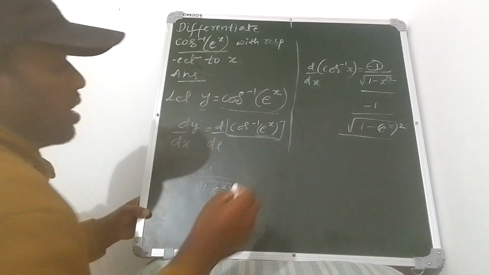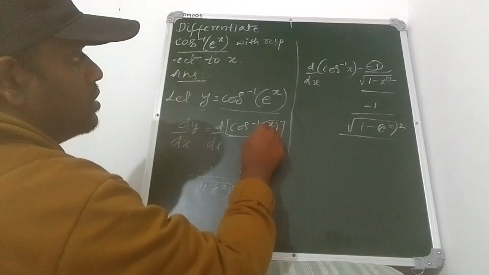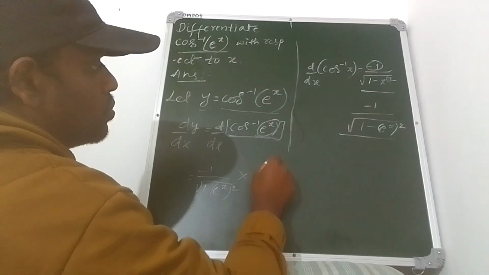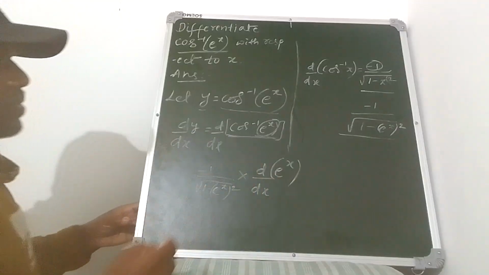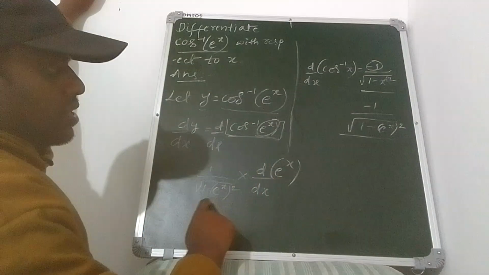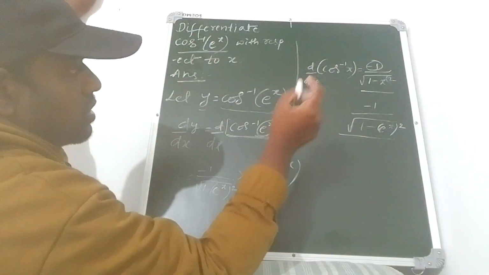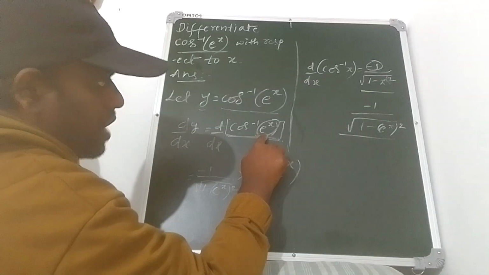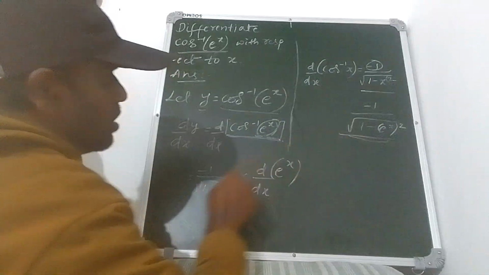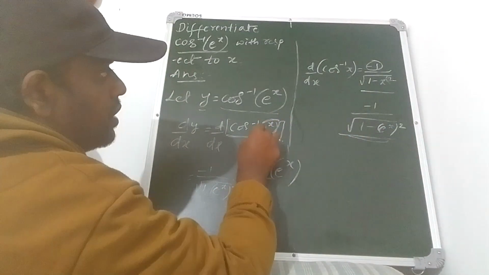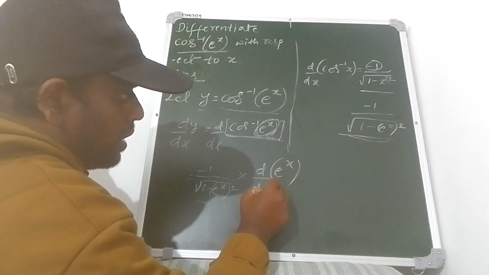Now according to the chain rule, put into, and consider only this part. Differentiate that, d by dx of e to the power of x. This is what we got after using the chain rule. Chain rule means when two functions are there, here cos inverse is there and e to the power x is there, you have to differentiate the whole thing first. We will get this, then you write into, and take this e to the power x function separately and take d by dx of that.